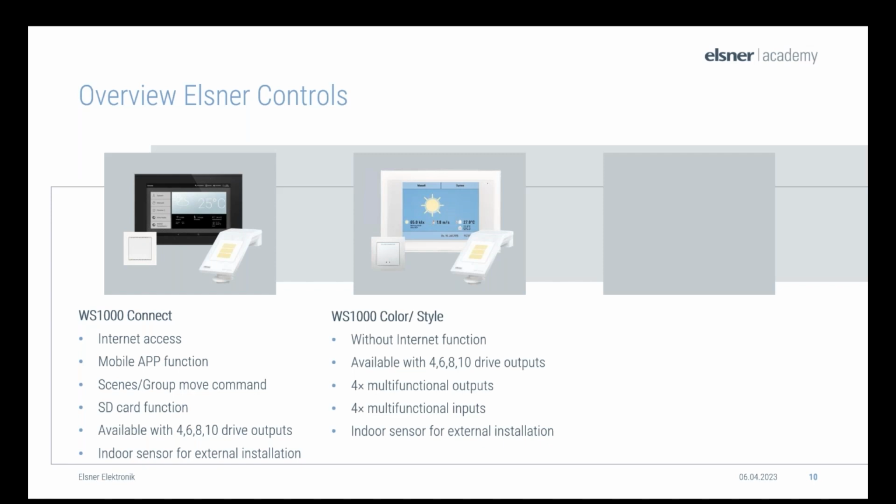Next up, we have the WS1000 Color/Style. This one does not have an internet functionality. It has the same variants of drive outputs, so the 4, 6, 8, and 10 drive outputs. It has 4 multifunctional outputs and 4 multifunctional inputs. As well, the indoor sensors for external installation are available in this package as well. More about the installation scheme and where to find the multifunctional outputs and inputs, we will take a closer look at the installation later on in our webinar.